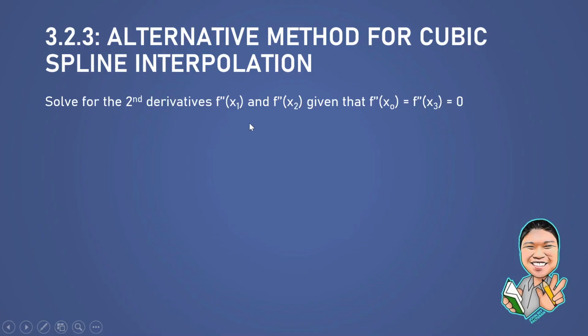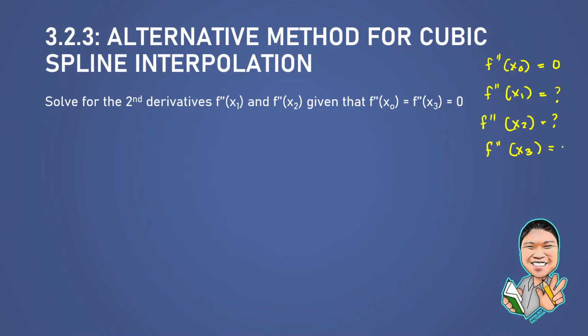So, solve for the second derivative f double prime x sub 1 and f double prime x sub 2. Again, given daw na yung f double prime x sub 0 and yung f double prime x sub 3 is equal to 0. So, isulat ko nga siya, no? f double prime x sub 0 is equal to 0. F double prime x sub 1 is equal to unknown. F double prime ng x sub 2 as unknown din. Tapos, f double prime x sub 3 is 0. So, yun na nga, dalawang linear equation lang yung kailangan nyo dito para ma-solve ito.